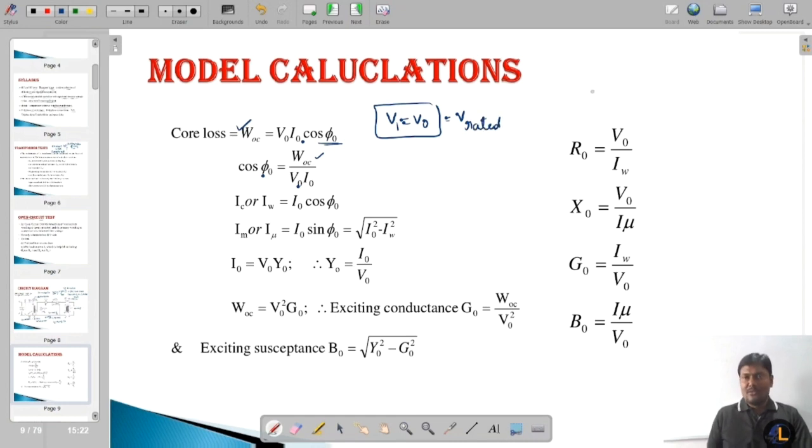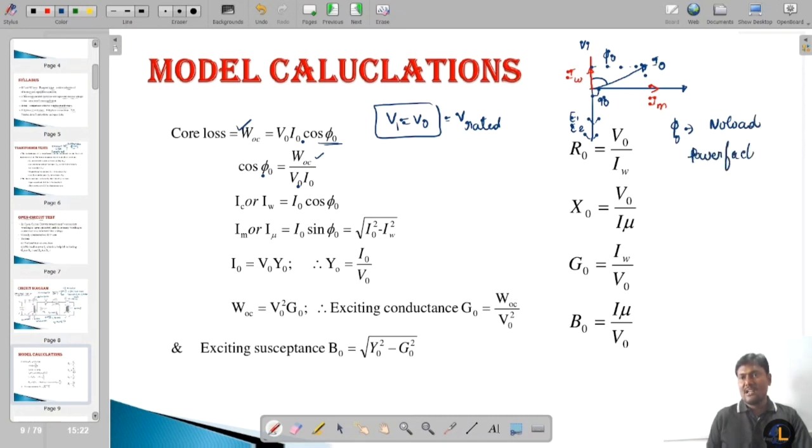And from the no load phasor diagram, if you observe that the practical transformer is operating under no load condition, one magnetizing component of current is required to produce the flux, and a wattful component of current is required to meet the core losses. By adding these two, I get the resultant current, that is I naught. The angle between the supply voltage and the no load current is phi naught, where phi naught is called the no load power factor angle.